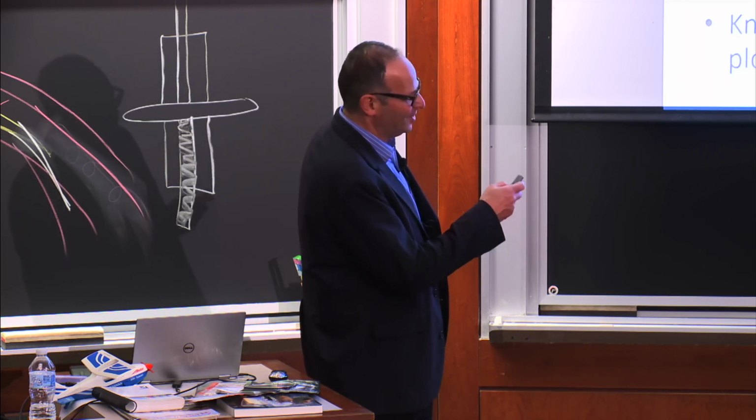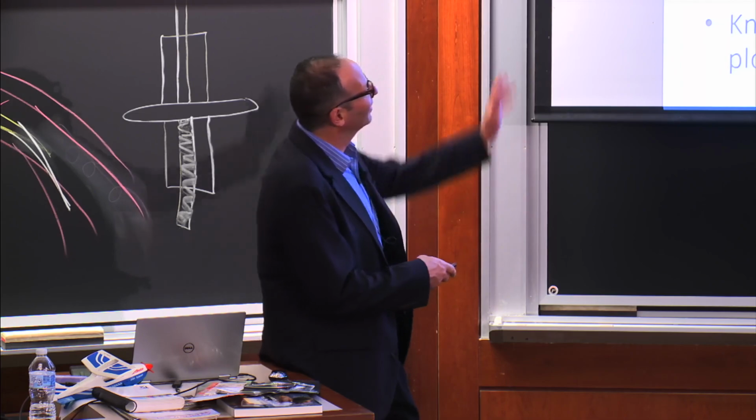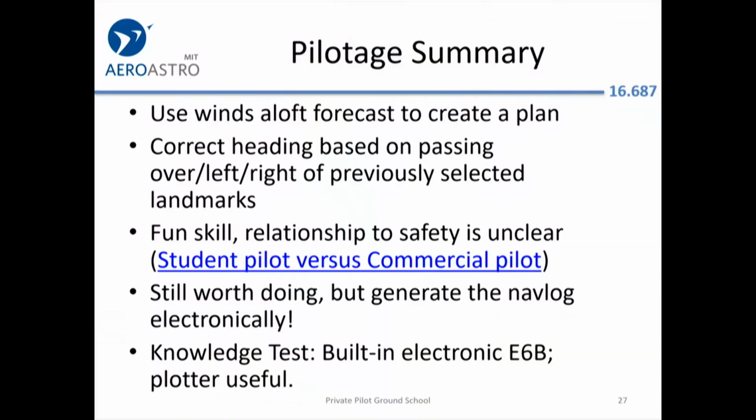What I would say is it's still worth doing, but I would say generate the Navlog electronically. It's not really worth doing the full thing by hand anymore. The knowledge test does have a built-in electronic E6B. The tests are not that demanding, except that you will need the plotter. So they'll give you a supplement with a bit of a chart, and you kind of need the plotter to figure out how far it is from place to place on the real test. That's if you want to get 100.